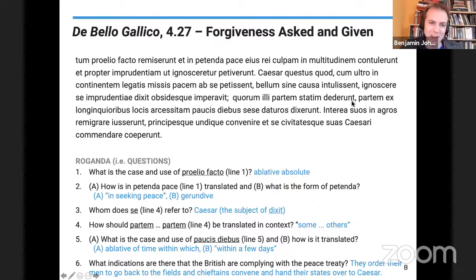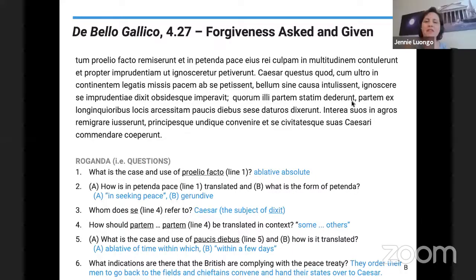Yeah, here we go. Okay, so proelio facto is an ablative absolute. So with the battle done, they sent back, and in seeking peace, they brought the blame of the whole battle onto their multitude, which is a common theme in Caesar, where the Gauls will say that it's not the leader's fault. We're just elected officials, and we had to follow the will of the multitude here.